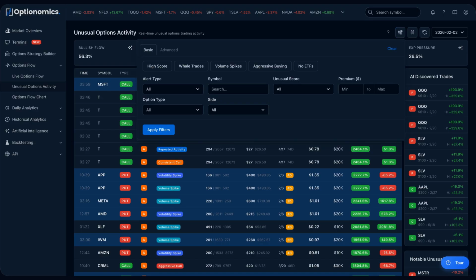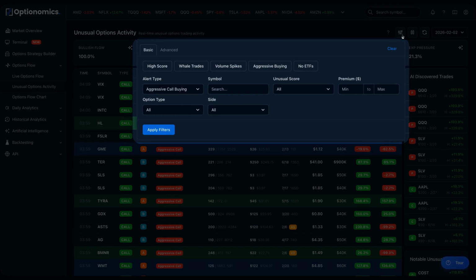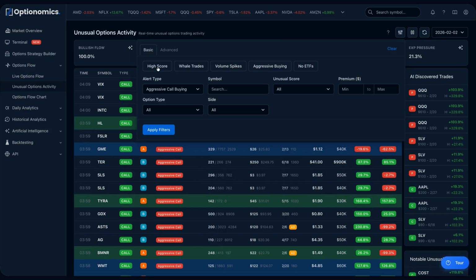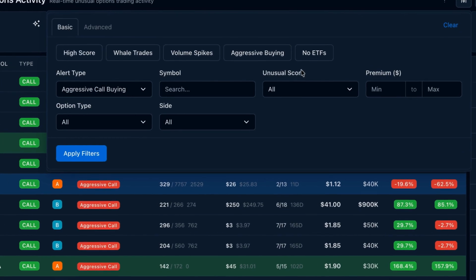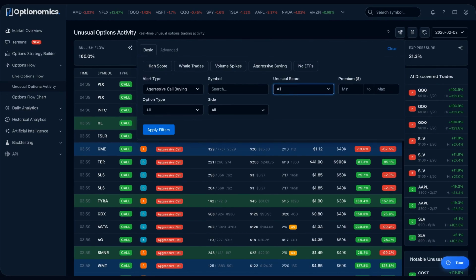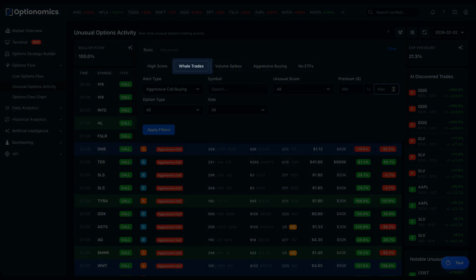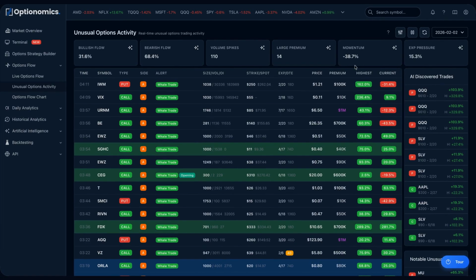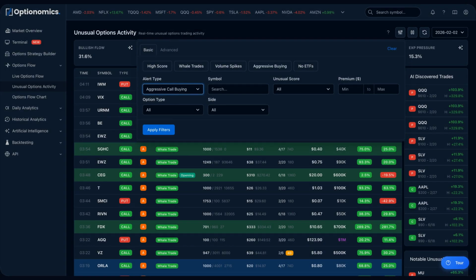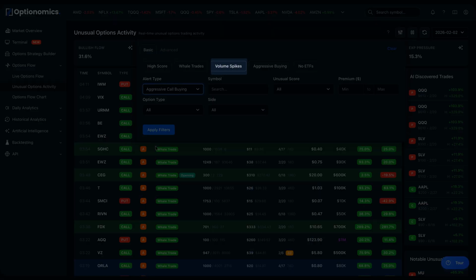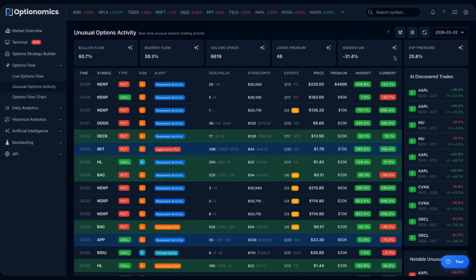Finally, filters let you focus on exactly what you care about. Hit the filter button and the powerful panel appears. On the Basic tab, you set filters like High Score. It filters trades with an unusual score of 80 plus and requires at least $500,000 in premium. Whale Trade will show you the very biggest trades. You can filter by type: aggressive call buying, aggressive put buying, volume spike, unusually high volume, and more. You can also choose to exclude ETFs, so you are focused on just stocks and indexes.